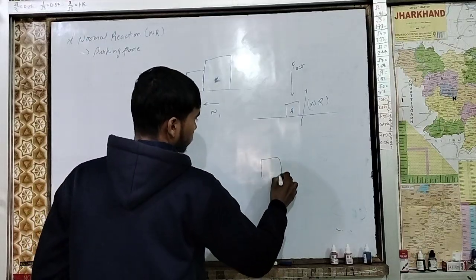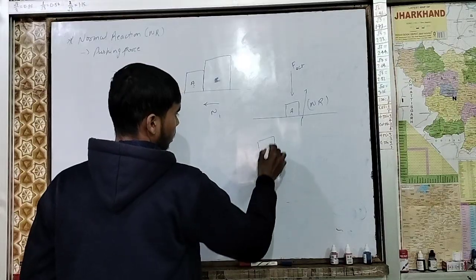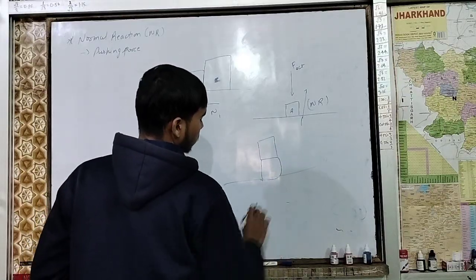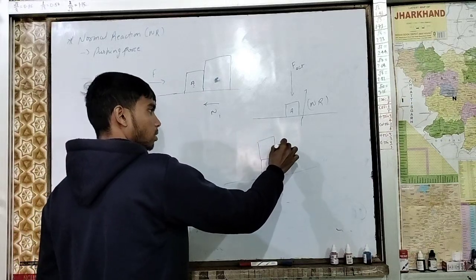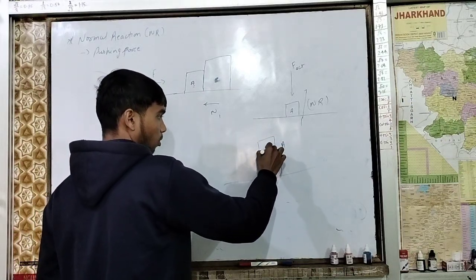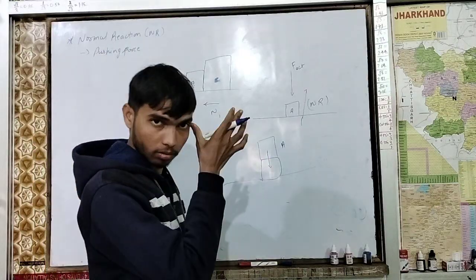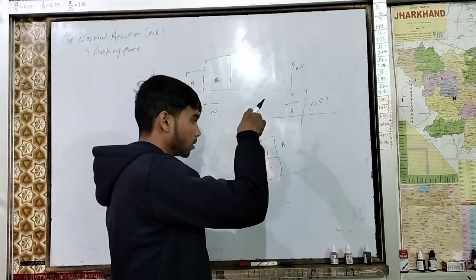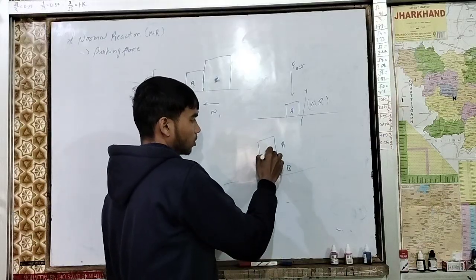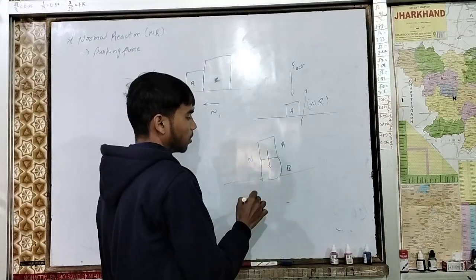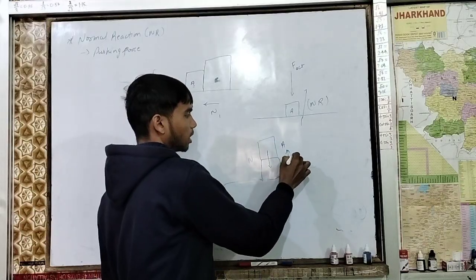Now, if both objects are like this on the surface, what is happening over here? The upward object is pulling the downward object. Okay, object A is pushing object B. So this pushing will be our normal, and it is also pushing this object, which will also be normal.